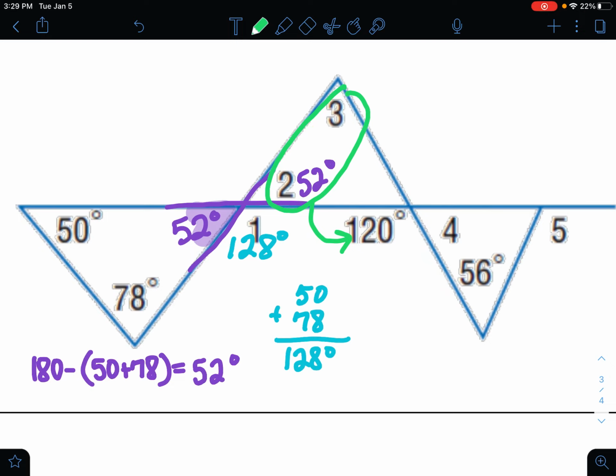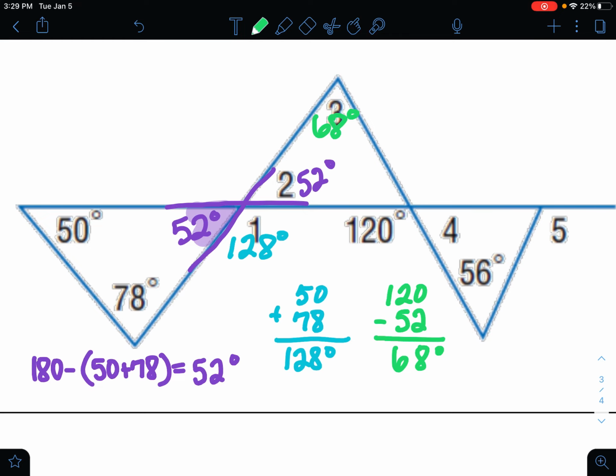So we'll just work it backwards, and we'll subtract instead of adding them. So we'll take the exterior angle and then subtract one of the remote interior angles, and let's see, that's gonna be 68 degrees, I think. So that's another option that you have for that, 68 degrees for angle 3. And we're gonna move on to angle 4.